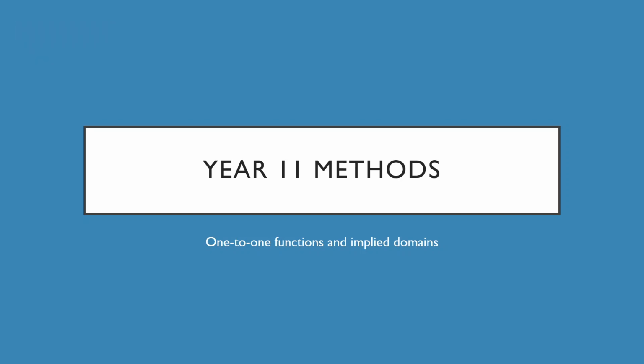So we're continuing our look at one-to-one functions. In the previous video we saw what it means for a function to be one-to-one. We saw that it has to pass the horizontal line test, or in other words, that for each y value, your graph has only one corresponding x value.